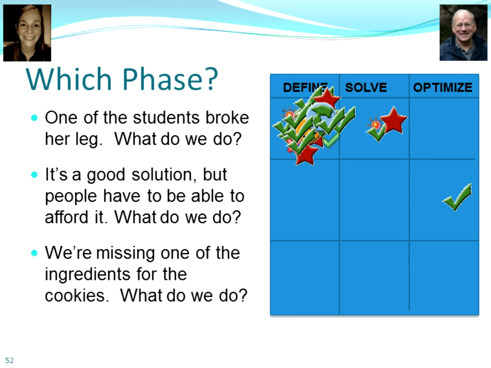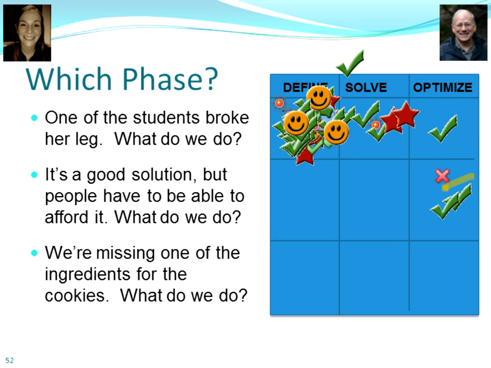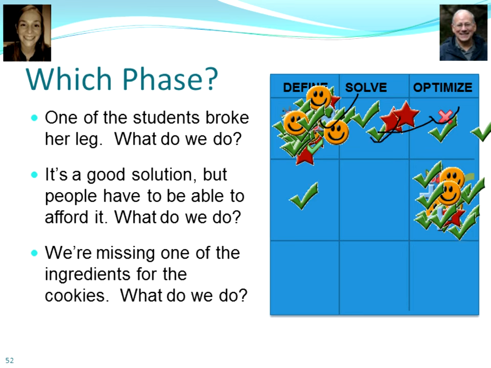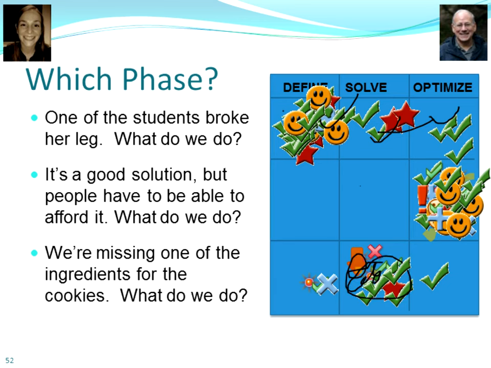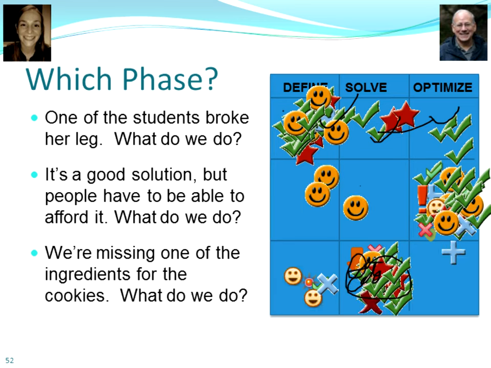Okay, so let's go on to the second one. It's a good solution, but people have to be able to afford it. What do we do? And then the third one, we're missing one of the ingredients for the cookies. What do we do? You know, they all end with what do we do? So let's allow some more bets to be placed there.